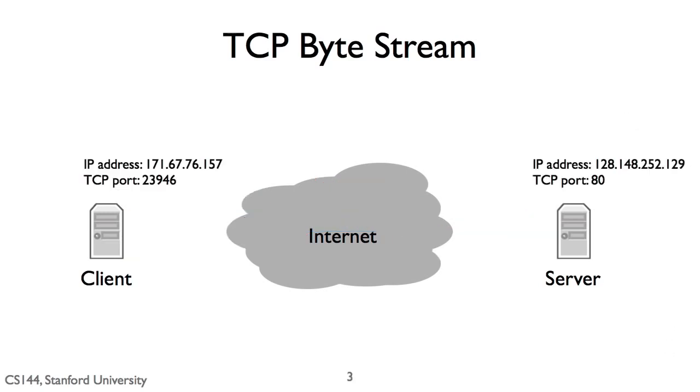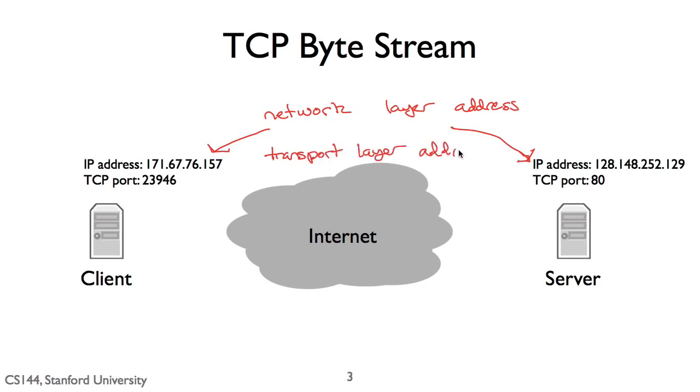Recall that the network layer is responsible for delivering packets to computers. The transport layer is responsible for delivering data to applications. From the perspective of the network layer, packets sent to different applications on the same computer look the same. This means that to open a TCP stream to another program, we need two addresses. The first, an Internet Protocol address, is the address the network layer uses to deliver packets to the computer. The second, the TCP port, tells the computer software which application to deliver data to.